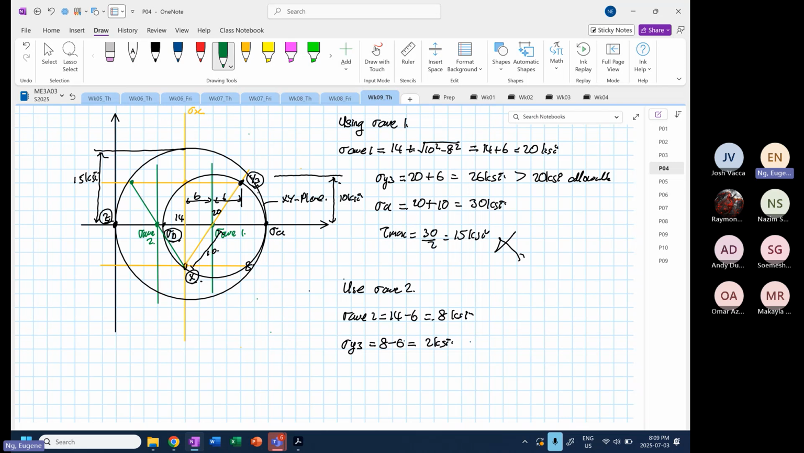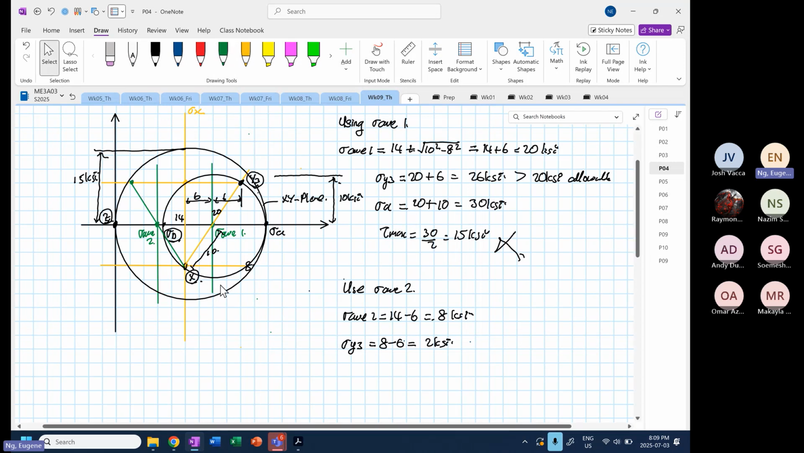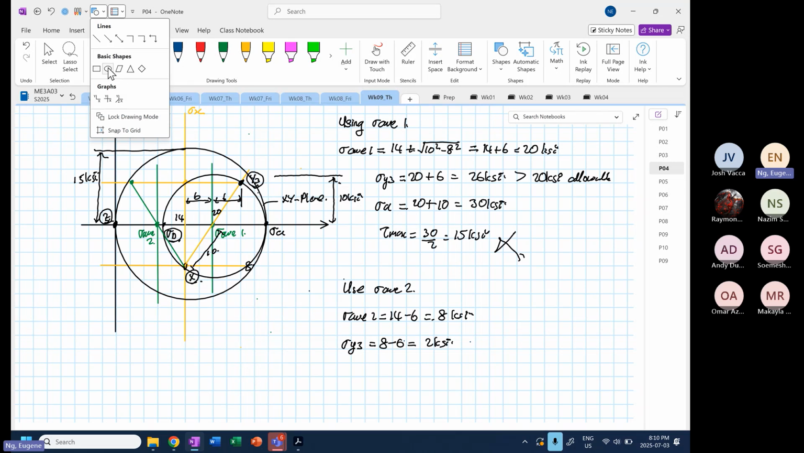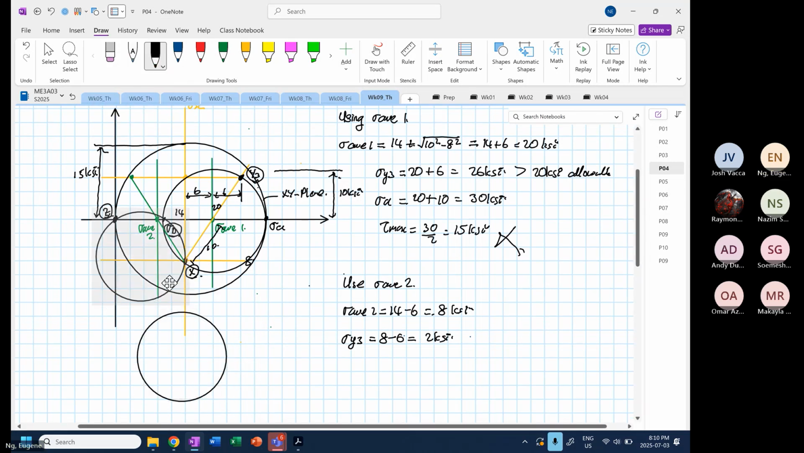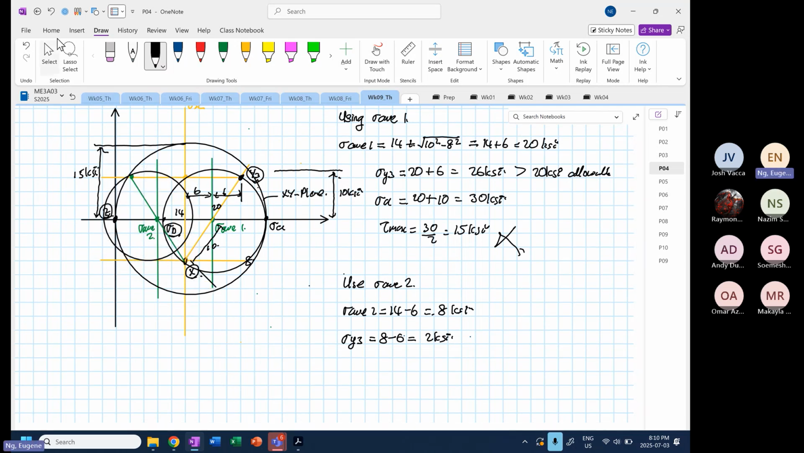From here, we draw another circle. The other circle will be in here. Can you see that? It is not looking like a circle. Again, this is a sketch, okay?